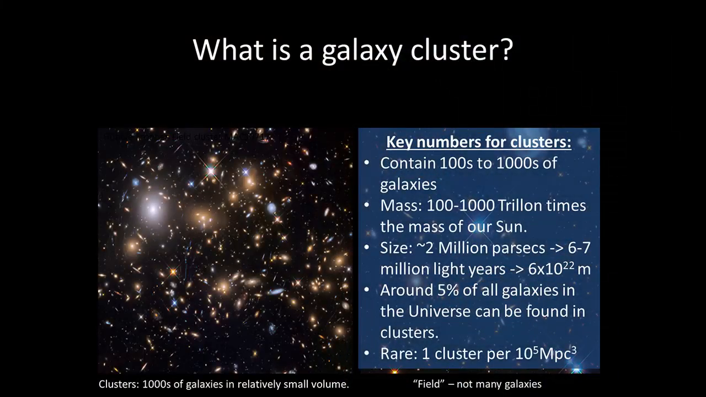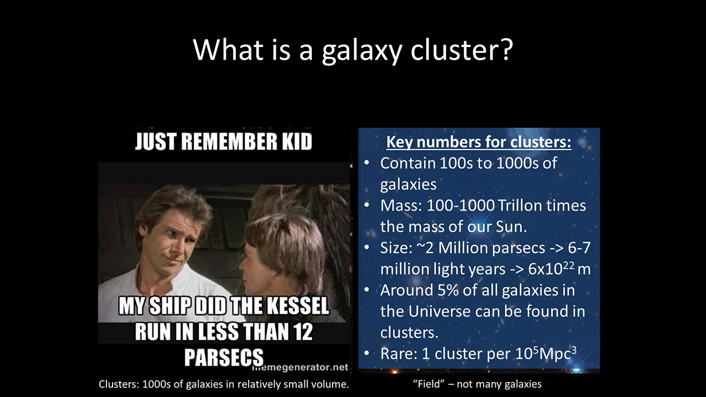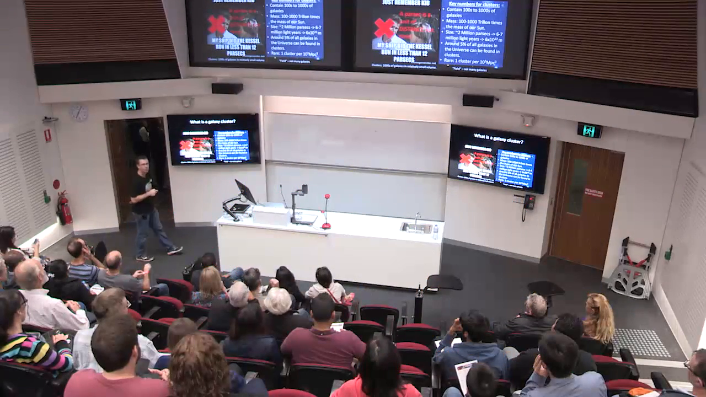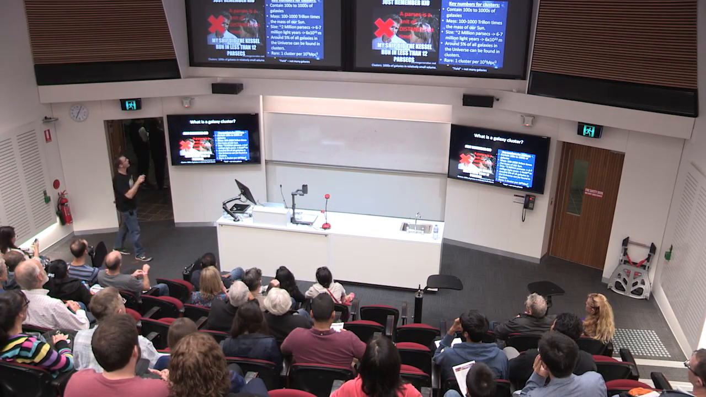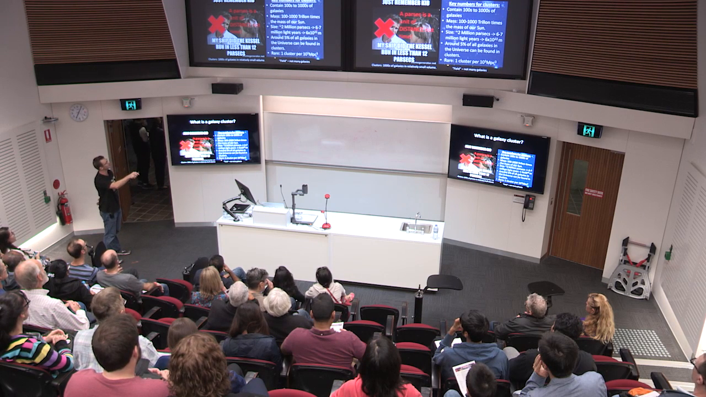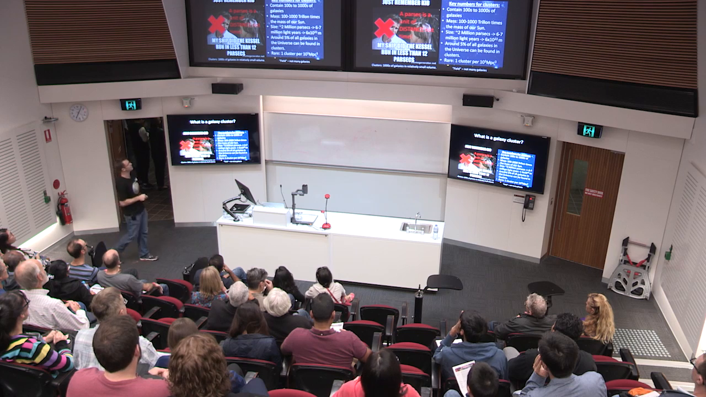They're also huge in scale, and so these things are 2 million parsecs. Many of you will be familiar with the early Star Wars, Han Solo telling young Luke Skywalker that his ship did the Kessel Run in less than 12 parsecs. I think Han didn't know what he was talking about, because a parsec is a unit of distance, not a unit of time, and the parsec is the unit that we choose to use for extragalactic astronomy. People might be more familiar with light years, so 1 parsec is around 3.3 light years. So these things are huge. 2 million parsecs or bigger equates to around 6 to 7 million light years.